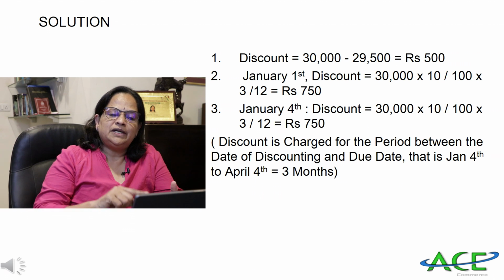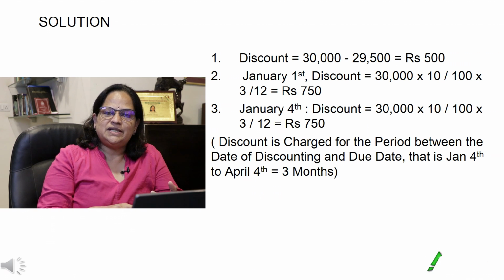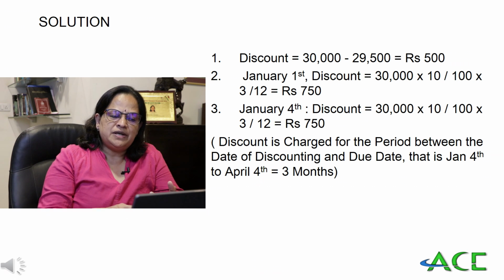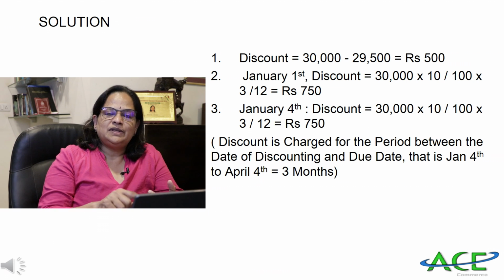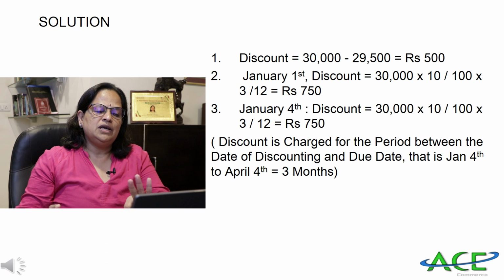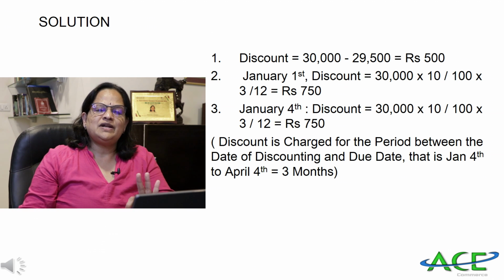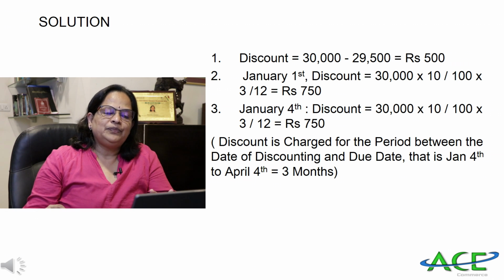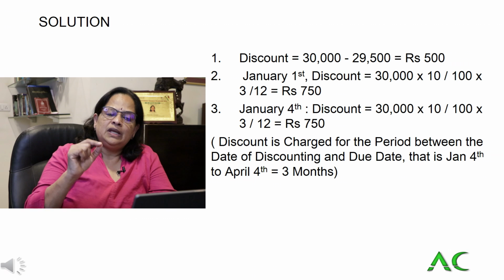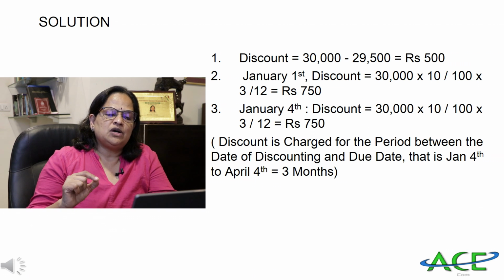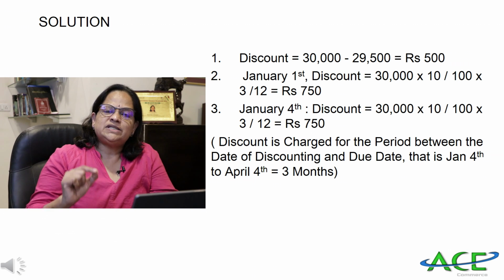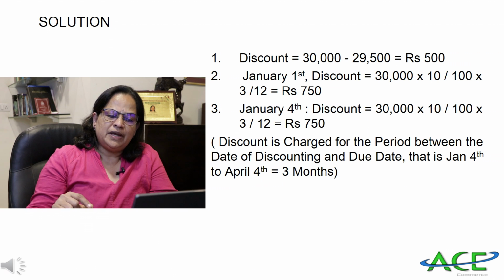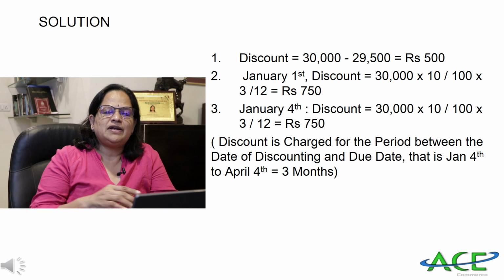So that means 30,000 into 10% is the rate of interest, into 10 by 100 into 3 by 12. 3 months is the maturity period of the bill. So 3 by 12, the value is 750. So in the second option the discount is 750. The third one is January 4th, when the bill is discounted. That means the discount is 30,000 into 10 by 100 into 3 by 12, which is 750.